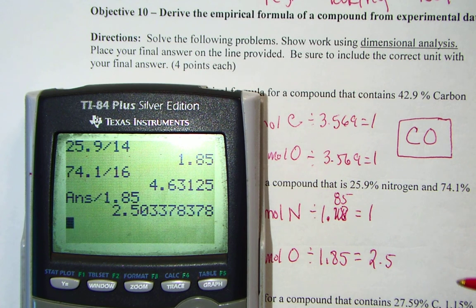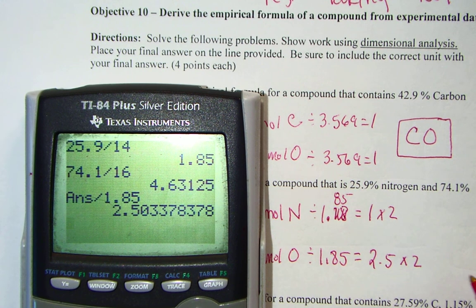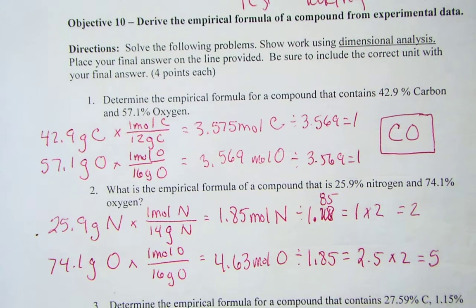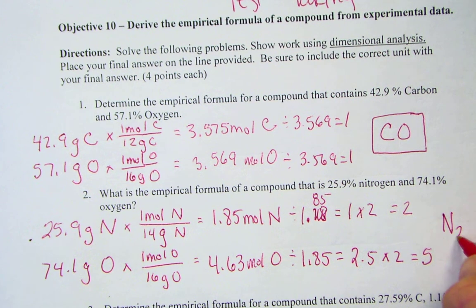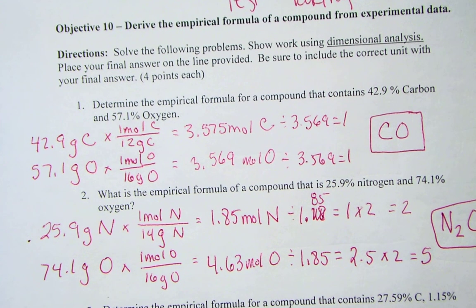That's one of those where we have to double both. We don't just simply round it away, but the trick is we want to keep the ratios the same and not just simply round that 1/2. So 1 doubled becomes a 2, 2.5 doubled becomes a 5, and our formula becomes N2O5, the empirical formula called dinitrogen pentaoxide.